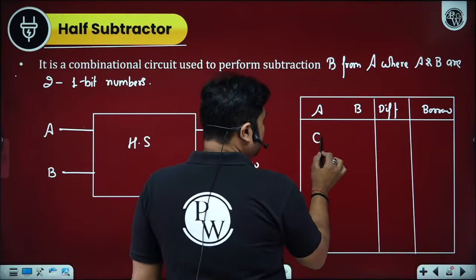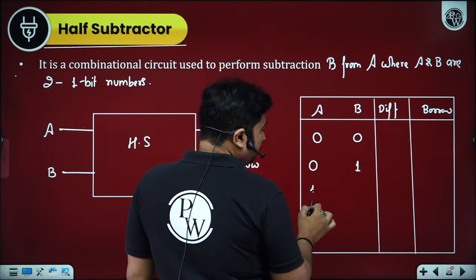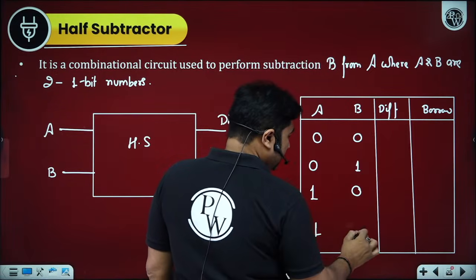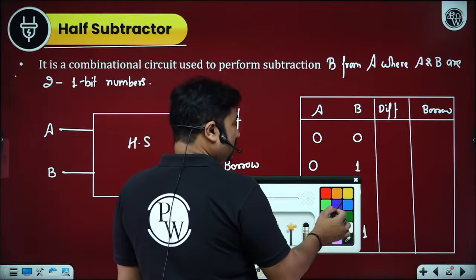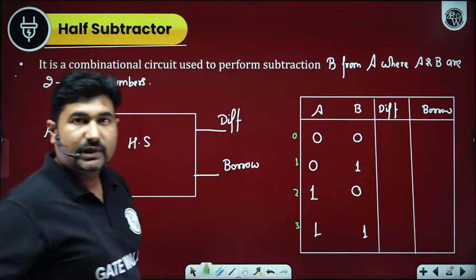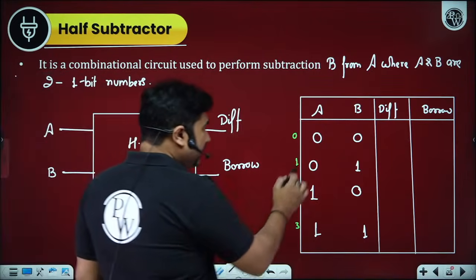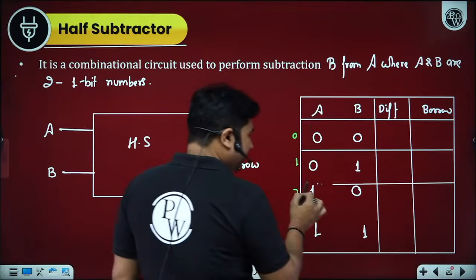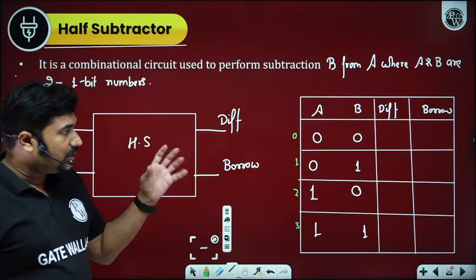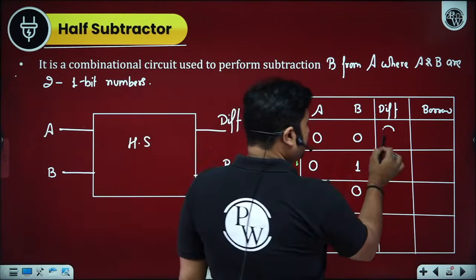So we have 0, 0. How many possibilities with two 1-bit numbers? 4 possibilities. Either both are low, any one of them is high, or both are high. So it can be represented in terms of binary 0 to 3: 0, 1, 2, 3. Is it okay? How will you get the difference? A minus B. If we are going to perform A minus B, can you do 0 minus 0? Yes, sir, we can perform 0 minus 0. 0 minus 0 will give you 0, borrow 0.